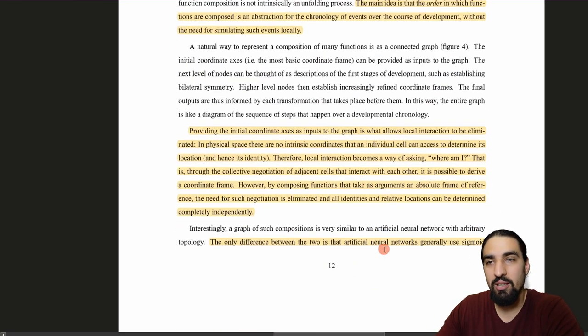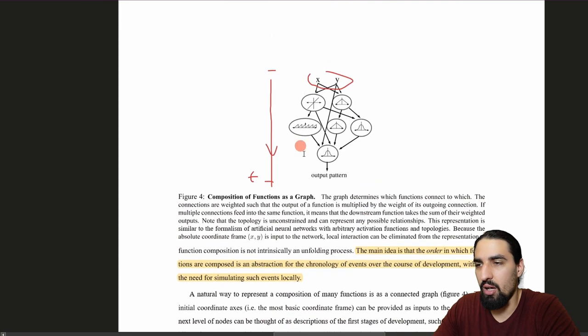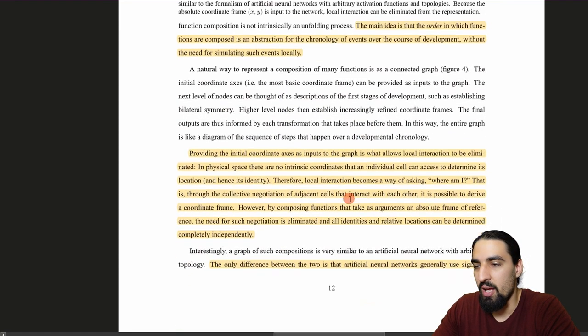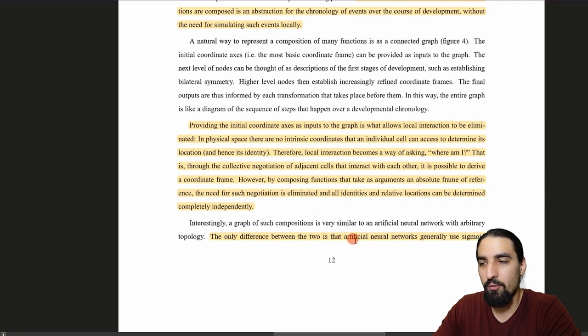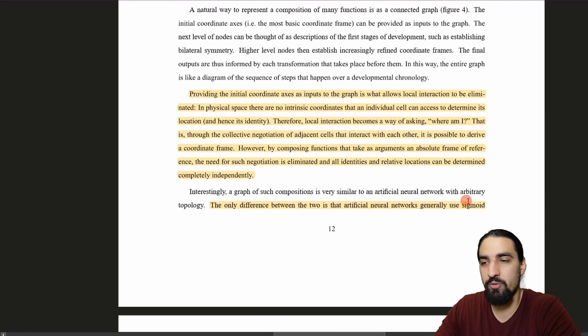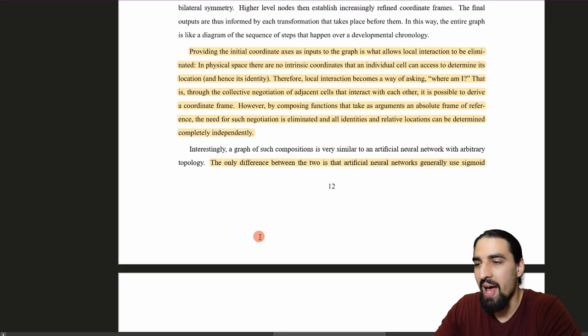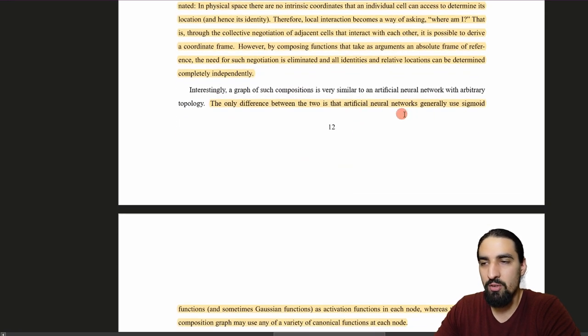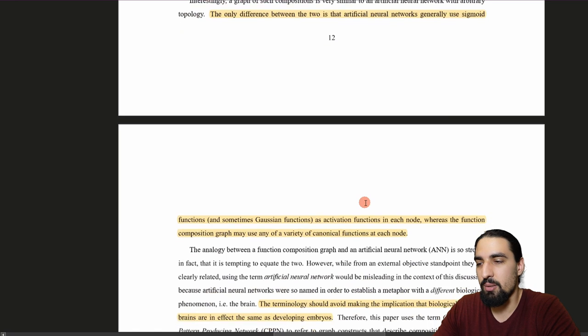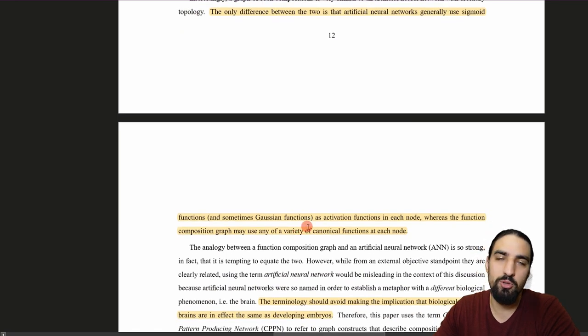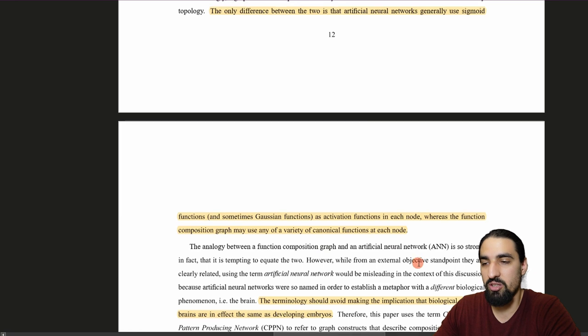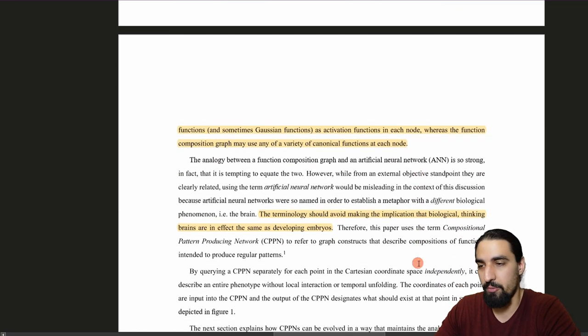So as I mentioned, there is a lot of similarity between your regular neural networks and CPPNs. They say here, interestingly, a graph of such compositions is very similar to an artificial neural network with arbitrary topology. The only difference between the two is that artificial neural networks generally use sigmoid functions and sometimes Gaussians or ReLUs as activation functions in each node, whereas the function composition graph may use any of a variety of canonical functions at each node, as I previously mentioned.